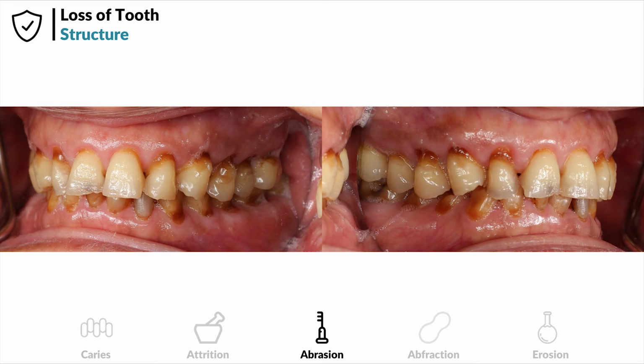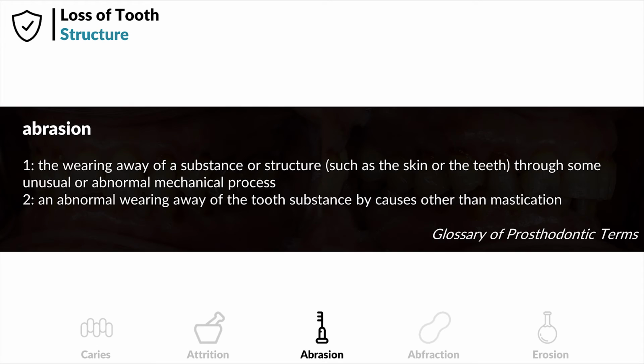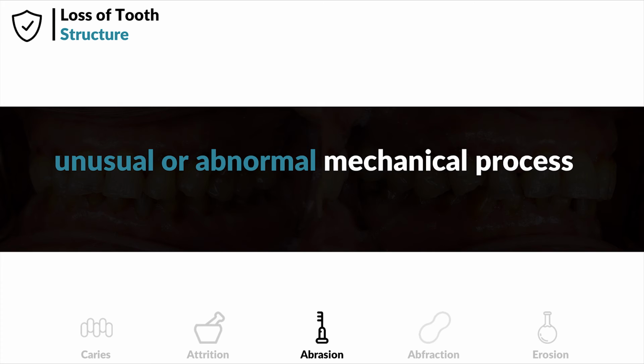How about abrasion? So abrasion is the wearing away of a substance or structure through some unusual or abnormal mechanical process. Right? So most commonly what we'll think about is toothbrush abrasion. So somebody that is really interested in keeping their teeth clean, maybe is overzealous and just maybe doesn't have the proper brushing technique. Right? So they take up this big hard bristle brush and they just hammer away back and forth, back and forth. Right?